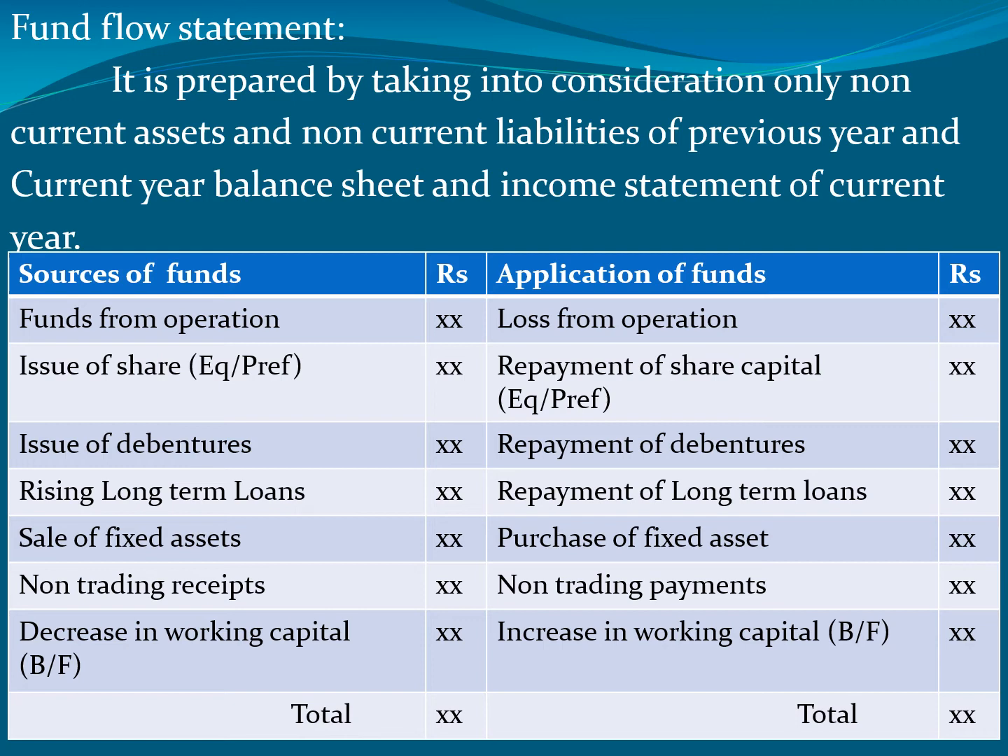Similarly, issue of debentures. Issue of debentures is a source of fund. So to see the debentures, if the balance increases, take it on the source side. If the balance decreases, it means the repayment of debentures. That is an application of funds. This all comes under non-current categories.